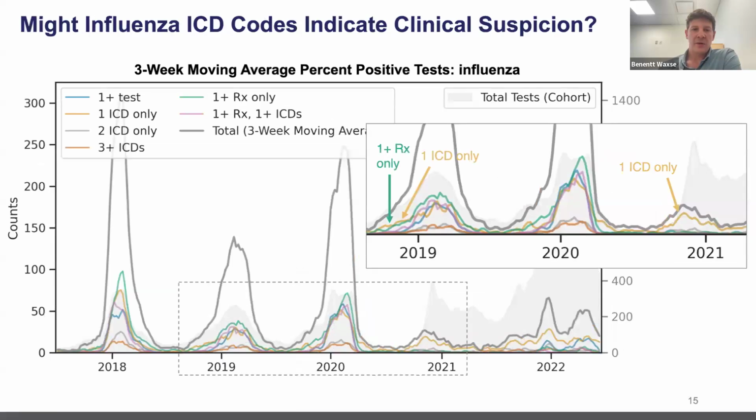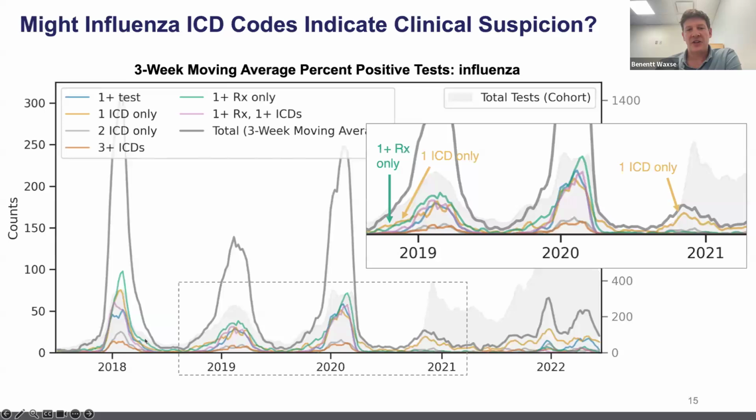And so let's take a look at influenza. Because we have antivirals specific to influenza, we have two new colored lines. The green line is where you have a medication only. The pink line is where you have a medication and an ICD code. And we're seeing how these change over time. And overall, look at 2018, all of these lines rise and fall together, and they make up an influenza virus season that makes sense and is what we'd expect.